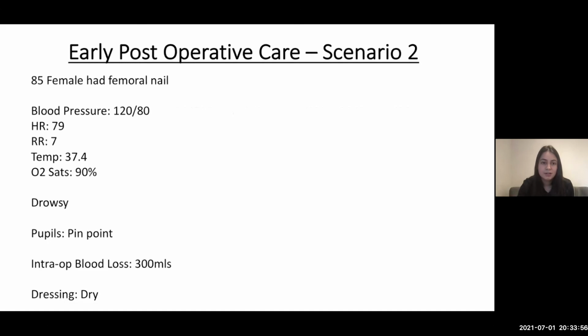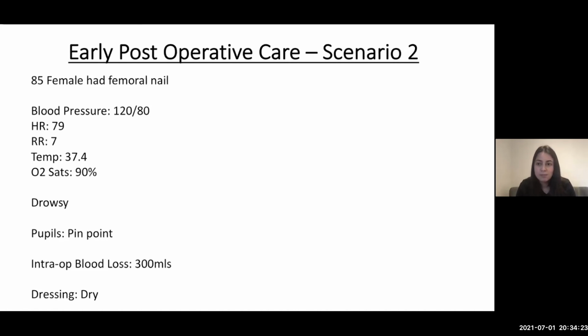All right, scenario number 2. An 85-year-old lady had a femoral nail. Her blood pressure is 120/80, which is good. Her heart rate is 79, which is also within the normal limits. Her respiratory rate is 7, which is extremely low. Her temperature is 37.4, which is normal. And her O2 sats are 90%, which for people post-operatively is low.